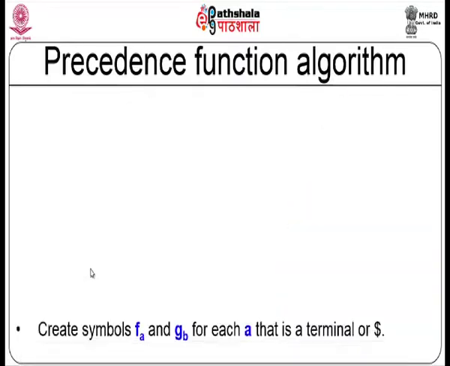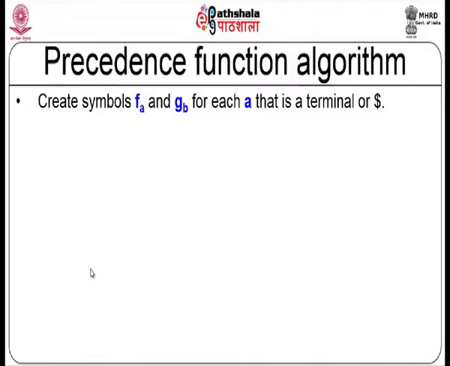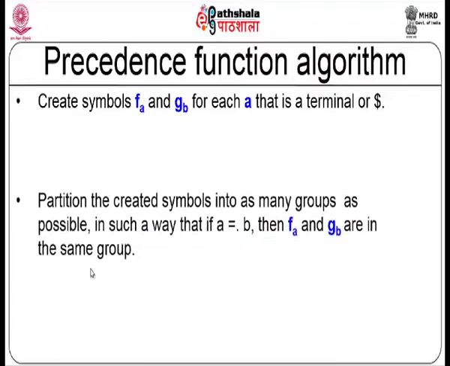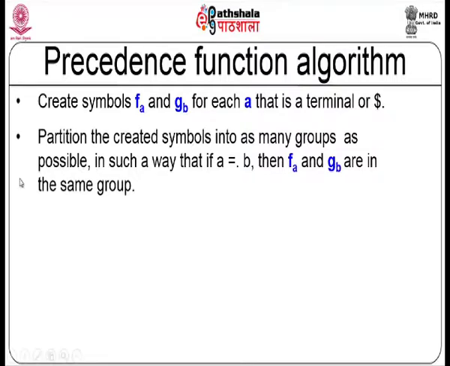Now, this is the algorithm. Create symbols fa and gb for each a that is a terminal or dollar. This is done even for dollar because dollar is going to be your end marker for the input. Then partition the created symbols into as many groups as possible in such a way that if a is equal to b, then fa and gb are in the same group.